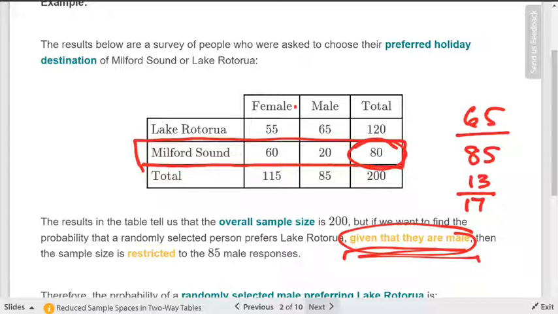So if I was restricted to only females, then I could use this column only, right? But what if it said, of the people surveyed? What do you think? Yeah, that's just everybody. There's no restriction at all on that. Of the people surveyed would mean everybody surveyed. Of the people surveyed, how many wanted to go to Milford Sound? That's the total of Milford Sound out of the total.